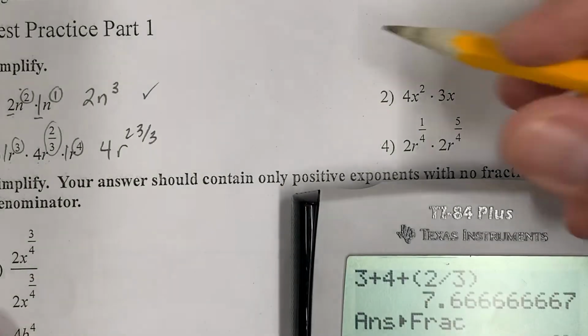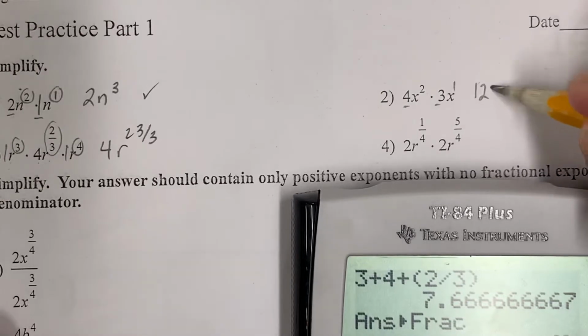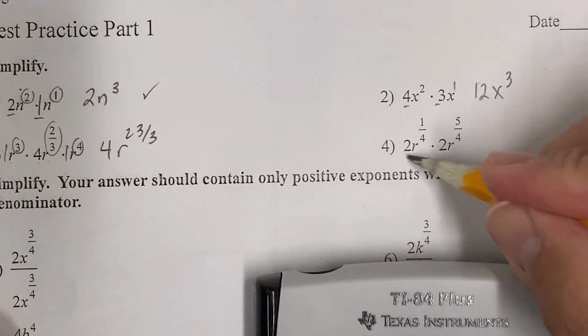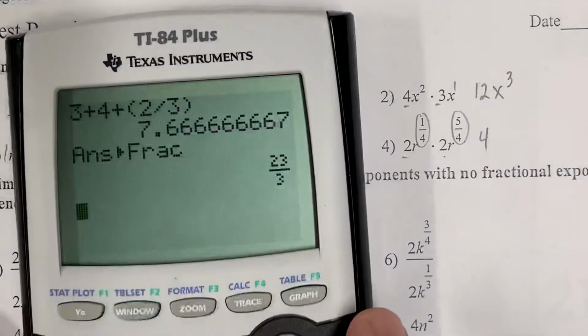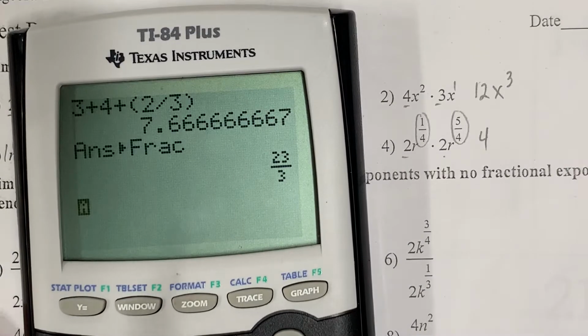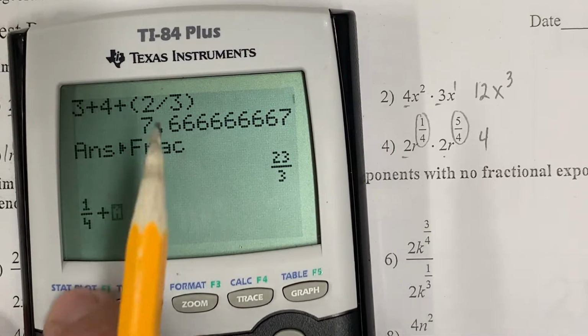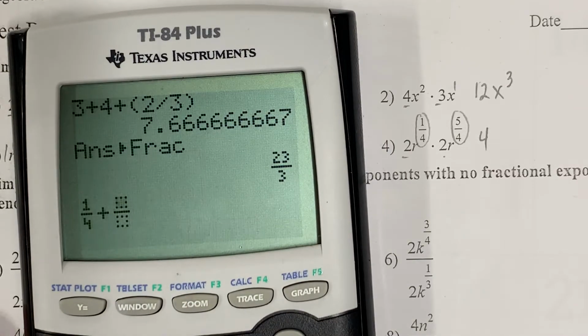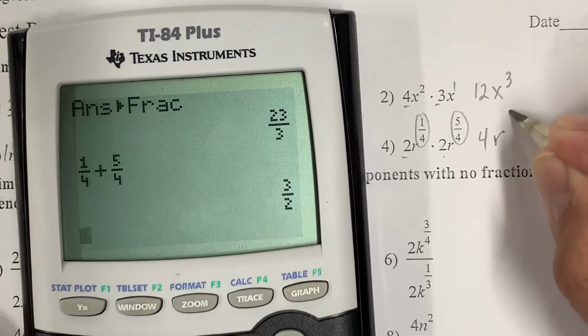Next, number 2, same thing. 4 times 3 is 12. There's an invisible 1 there, so this will be x cubed. Here, 2 times 2 is 4. You add the 1/4 and the 5/4 there. So same thing, if I'm going to do the alpha y, press the alpha, then y, press 1. 1 over 4 plus alpha y 1, and that would be 5/4. They have the same denominator, you can easily add them, but I didn't see that one, so 3/2.